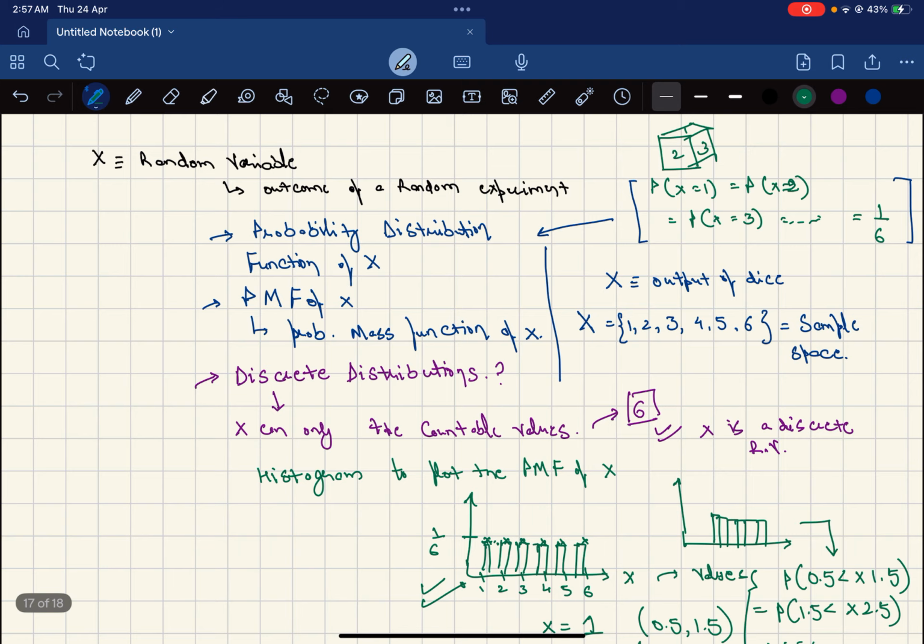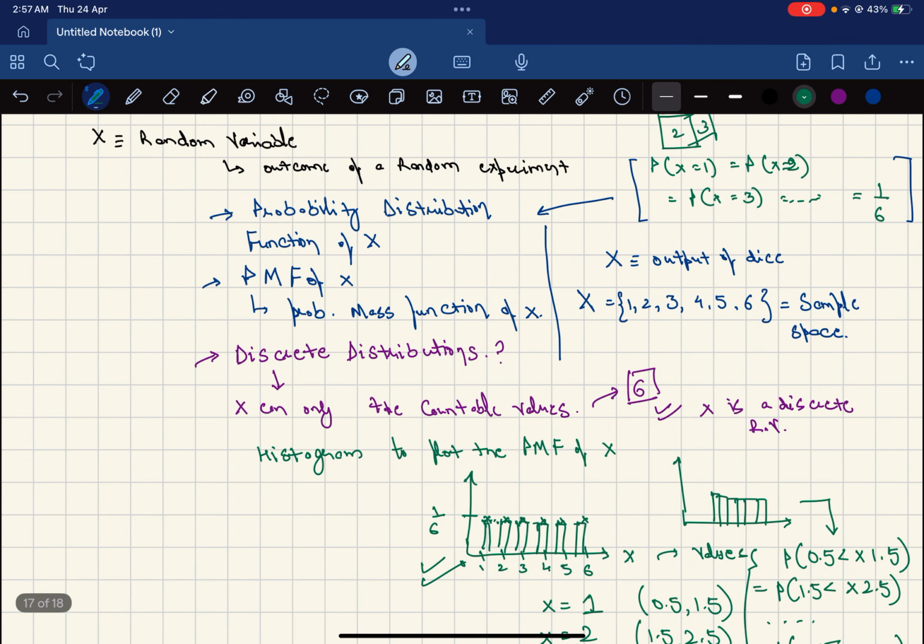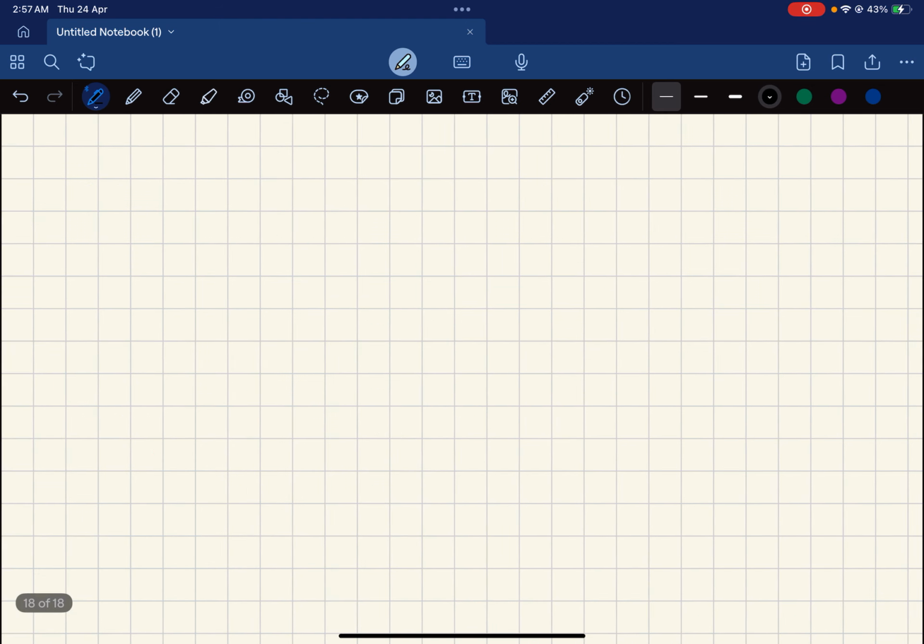Now that we know what is a probability distribution function or probability mass function for a discrete random variable, which means it can only take a limited number of values of x, we will look at some of the standard distribution functions which will be used a lot in statistics. We'll be seeing only a few ones which are very important from a data science perspective.